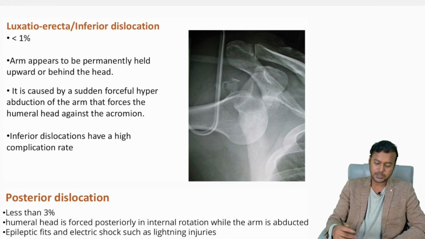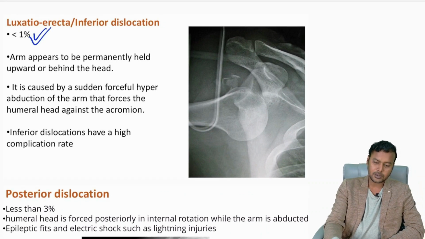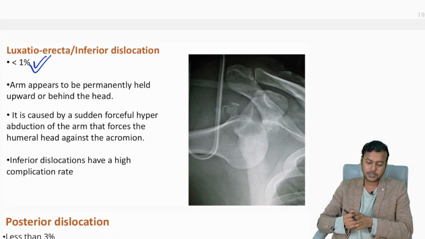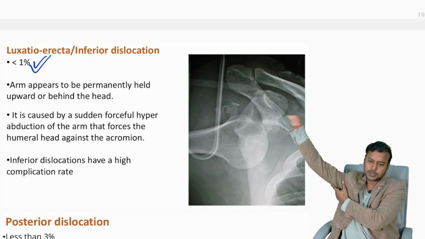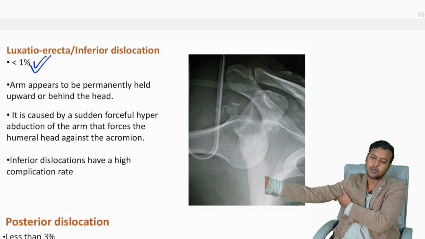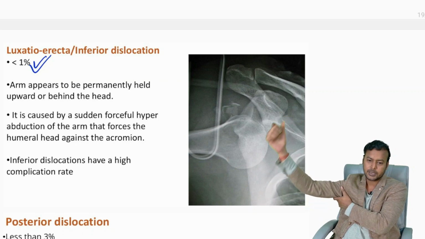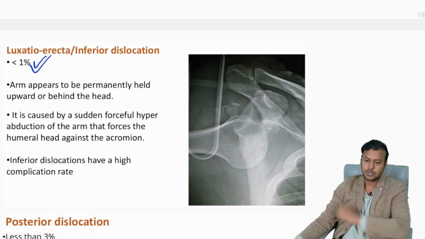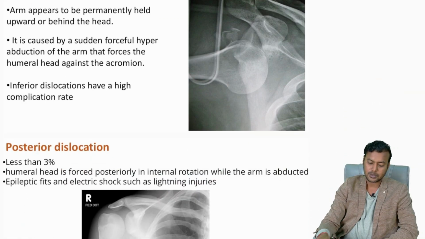Inferior dislocation, well, it is very uncommon. It is less than 1%. And what is happening here, due to a sudden hyperabduction, when the shoulder joint is suddenly hyperabducted, this leads to the pushing of the humeral head against the acromion process, and this leads to the inferior dislocation.